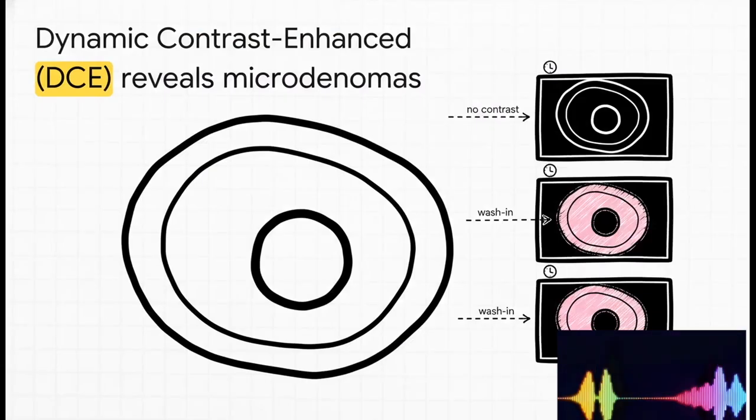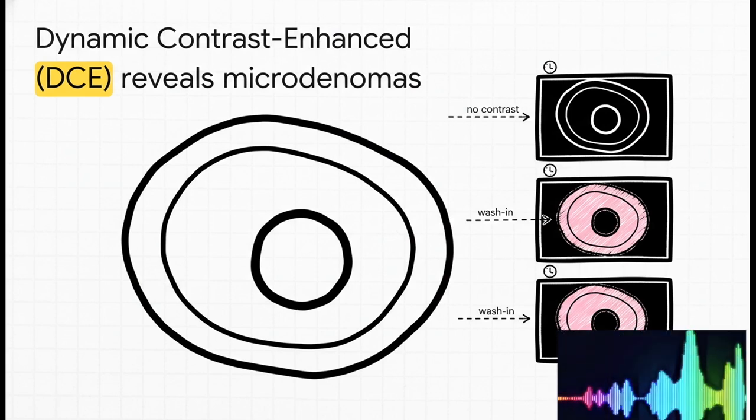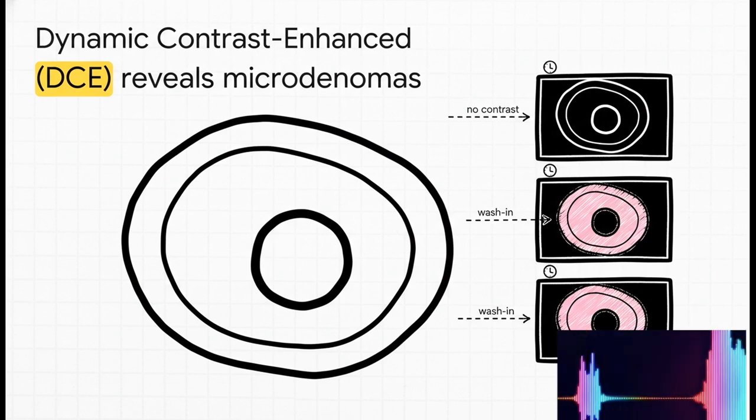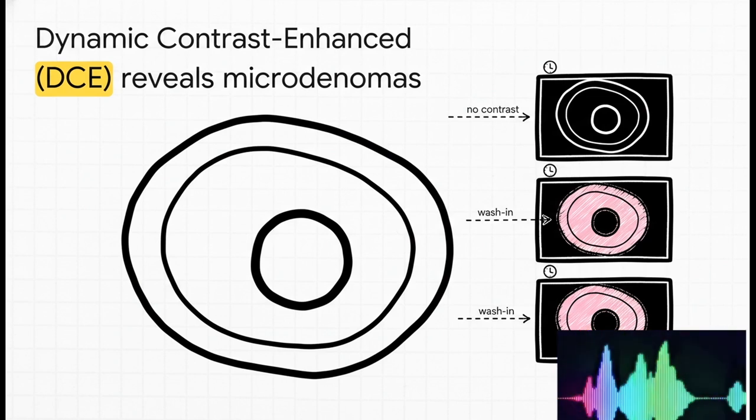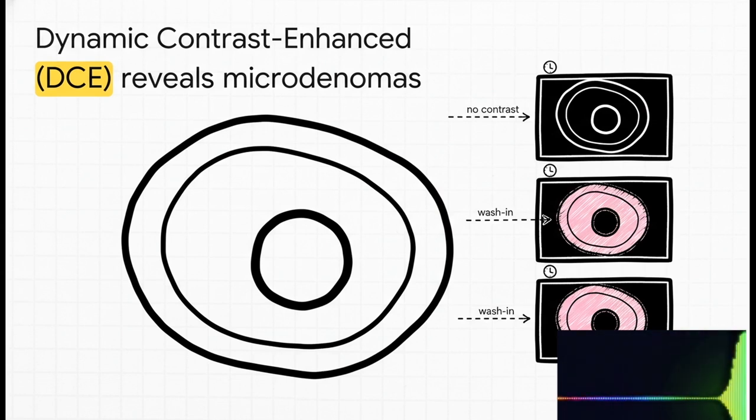But here's a really critical point. For those super small, hard-to-see lesions, just a single post-contrast image might not cut it. This is where dynamic contrast-enhanced MRI, or DCE, comes in. It's a game changer. Basically, you're taking pictures every few seconds right after injecting the contrast. And what this does is it captures the timing of how things light up. A less vascular microadenoma will enhance much slower than the supervascular normal gland. And that difference in timing makes the tumor just pop right out.